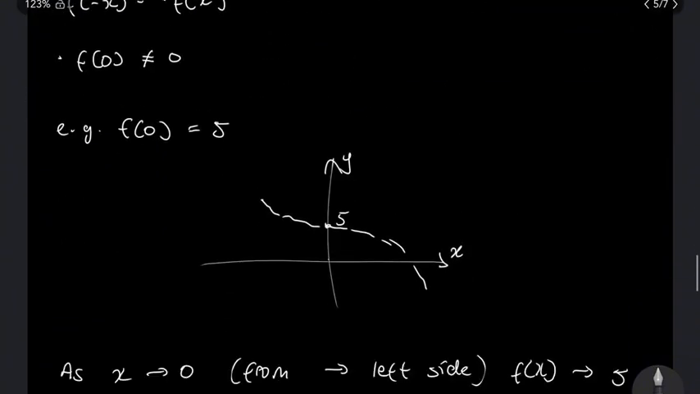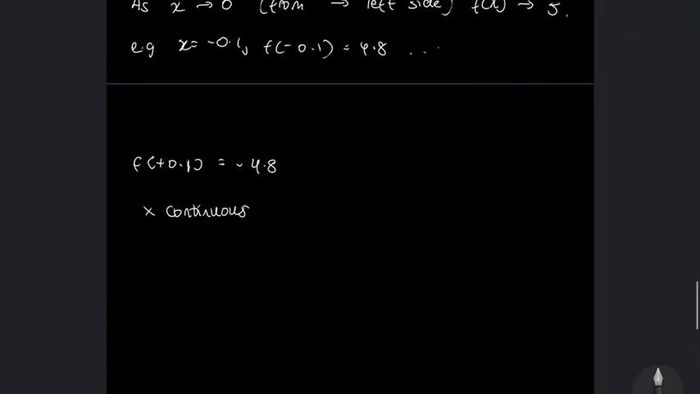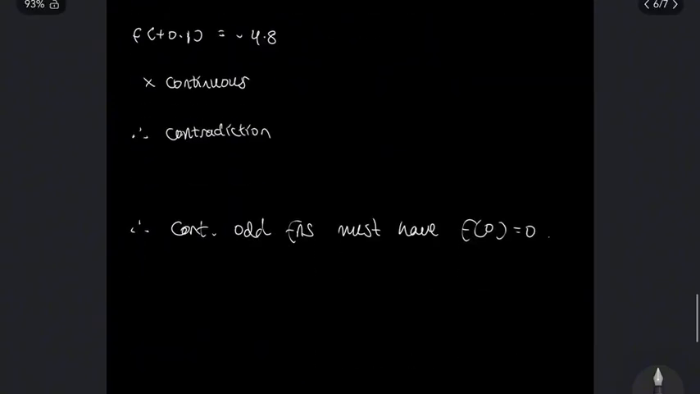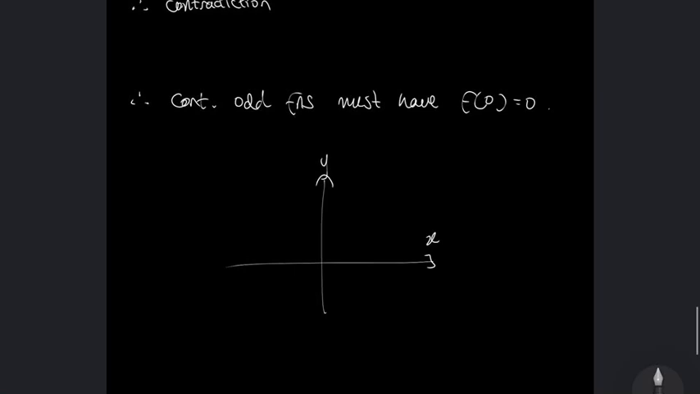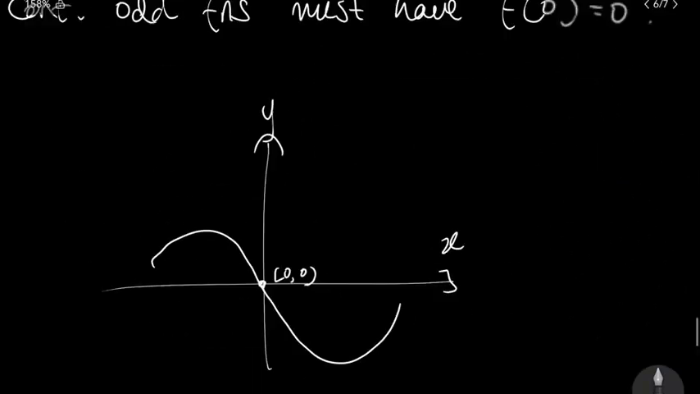However, at x = 0, the function equals 5. So for the function to output -4.8 at 0.1, it must have a discontinuous jump at x = 0. So this function is actually discontinuous, which is a contradiction, as we assumed that it's a continuous function. Therefore, we can't have both f(0) defined and f(0) not equal to 0 while satisfying the criteria of an odd function. In this way, continuous odd functions must pass through the origin.